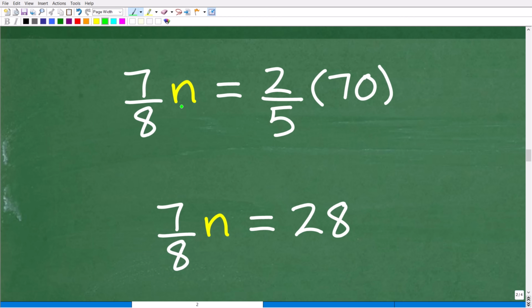All right, so 7/8 n is equal to 2/5 times 70. So here, we need to multiply 2/5 times 70. We need to think of 70 as a fraction, so we can put this as 70 over 1.